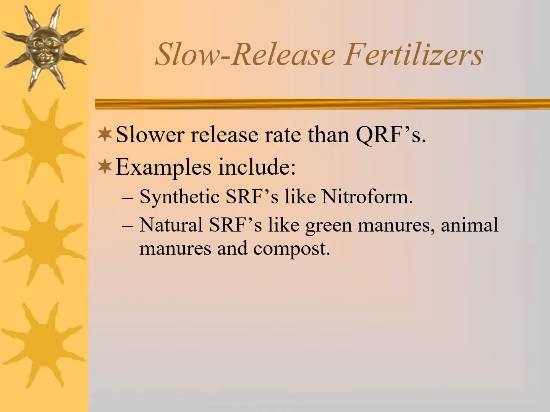Slow release fertilizers have a slower release rate than quick release fertilizers. The rate and duration of release are not controlled because they depend upon microbial organisms whose effectiveness is dependent upon soil temperature and moisture conditions. Examples of slow release fertilizers include nitroform, which would be an example of a synthetic slow release fertilizer, and natural organic slow release fertilizers such as green manures, animal manures, and compost.